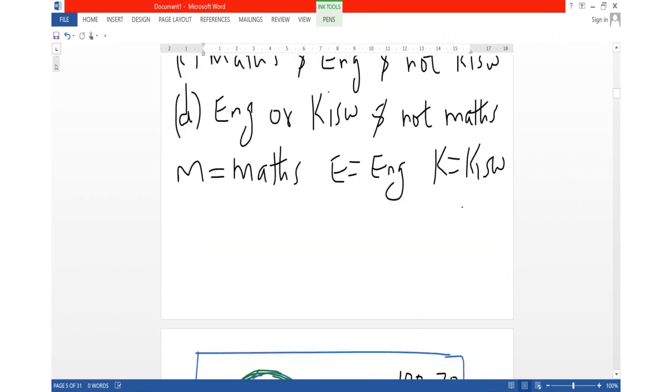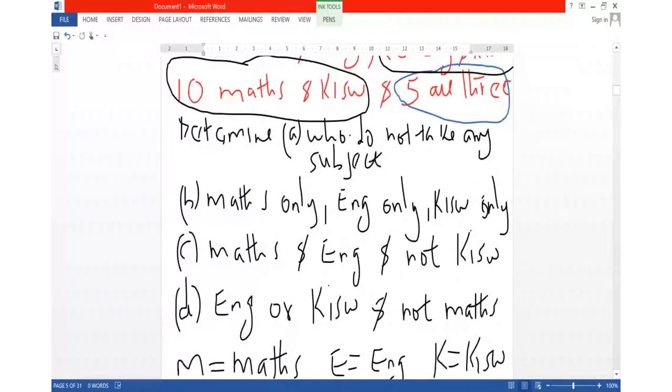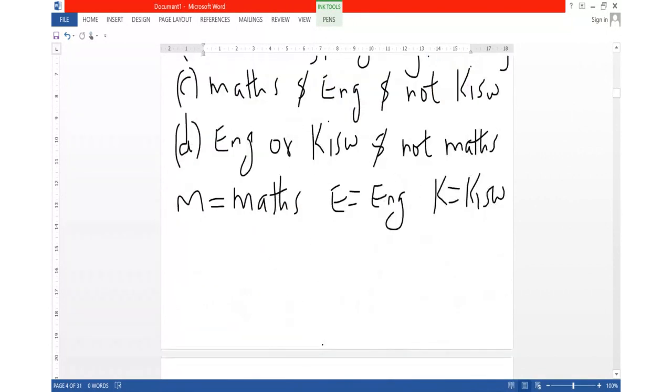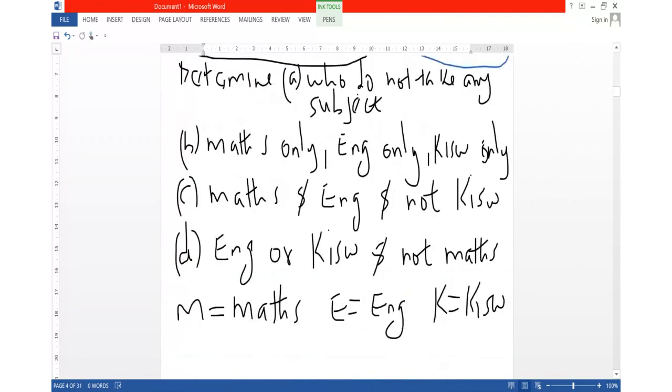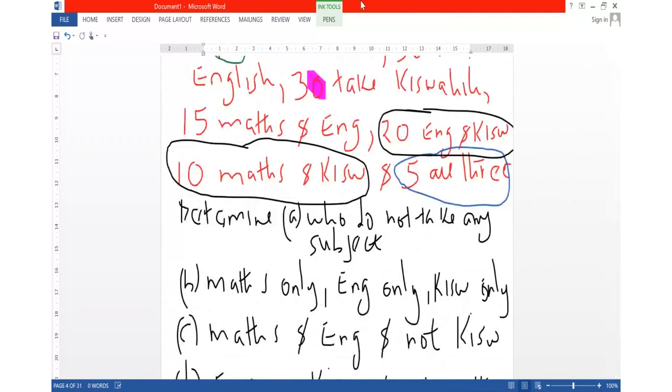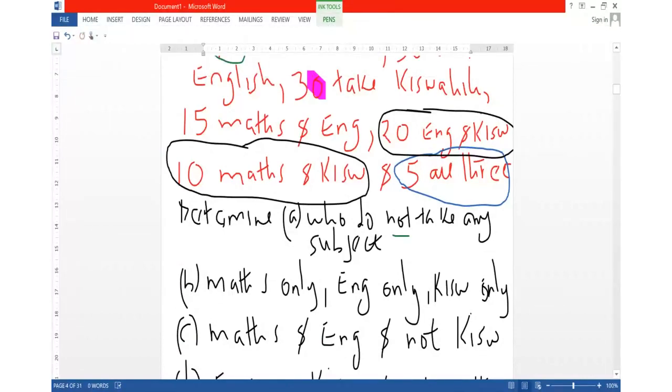The question is asking part A. Determine those who do not take any subjects. That is easy, it's the number that is outside. Sometimes you can get 0 or you get a number. So only 20 students are not doing any of the 3 subjects. We have answered the first part. You can see the Venn diagram makes it easy to answer. So this one is 20.